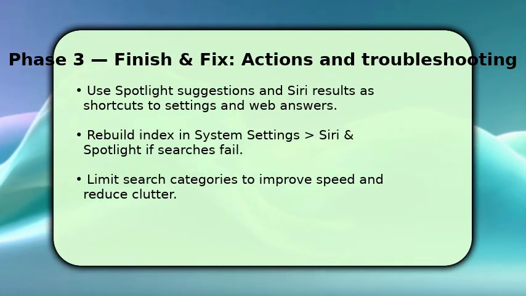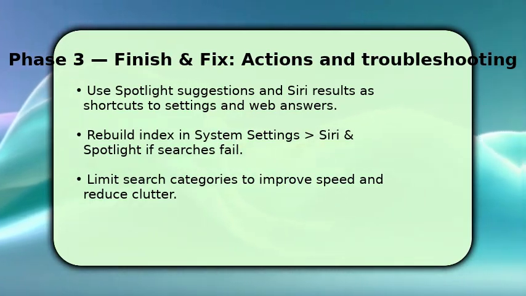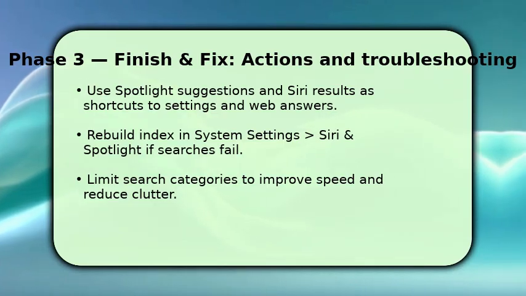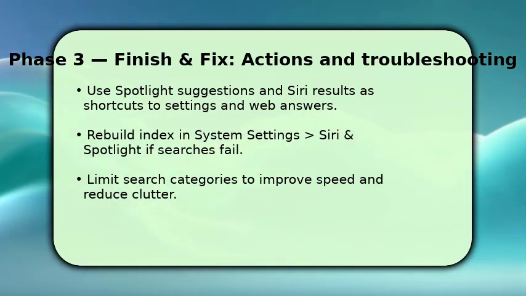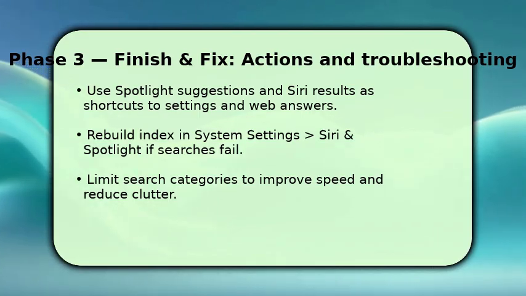If Spotlight returns wrong or missing results, rebuild the index. Open System Settings, go to Siri and Spotlight, then Privacy, and remove and re-add your drive. This forces reindexing. Also, make sure to disable unused categories to speed searches. Deselect mail or messages if irrelevant.